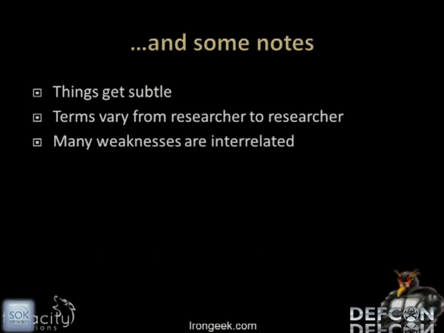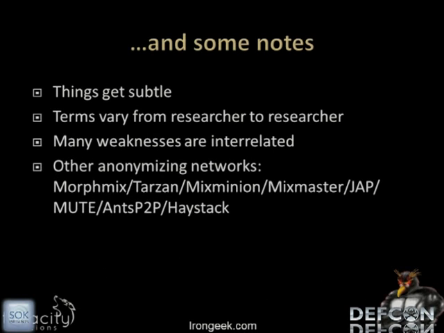There's a lot of weaknesses that are interrelated. Sybil attacks, for instance, can be used to help augment attacks like traffic correlation. And like I said, there's a lot of other cypherspaces out there besides Tor and I2P. The ones you see up there on the screen, it's just to name a few. But Tor seems to have gotten most of the ground, and I2P is sort of a runner-up.